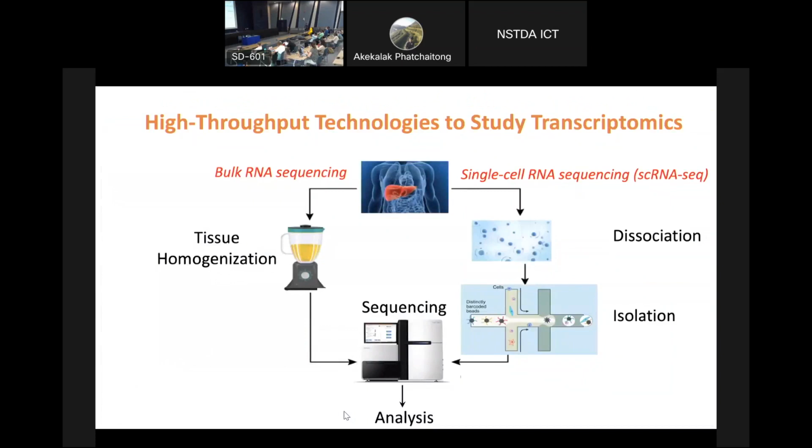Okay, so for single-cell RNA sequencing, you do the same thing. You get your tissue there, but you do some dissociation, and then you do cell sorting, basically to isolate the different cells. Then you also do, what do you call this, labeling them. You label the cells, you sort the cells, and then they are sent for sequencing.